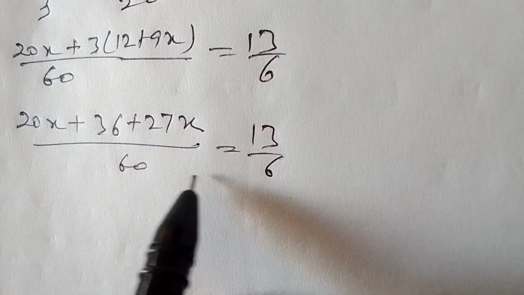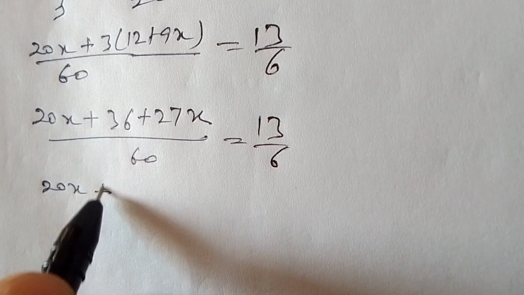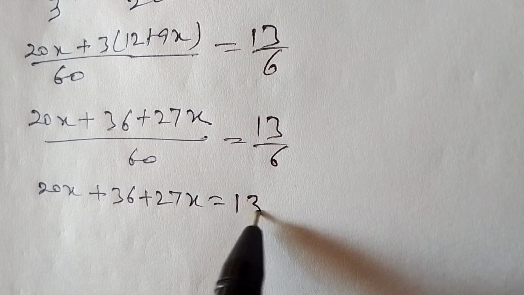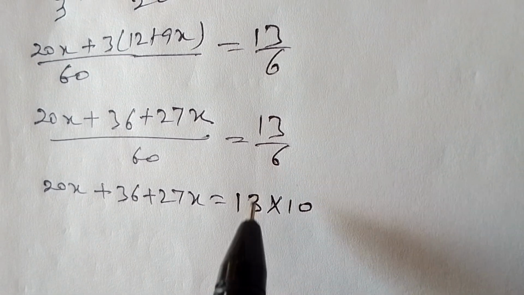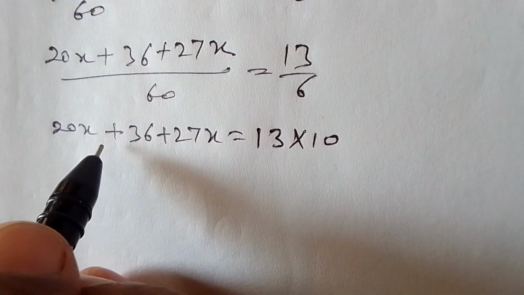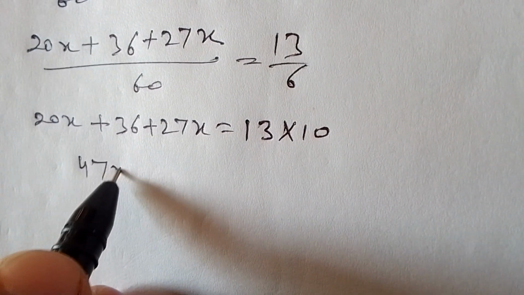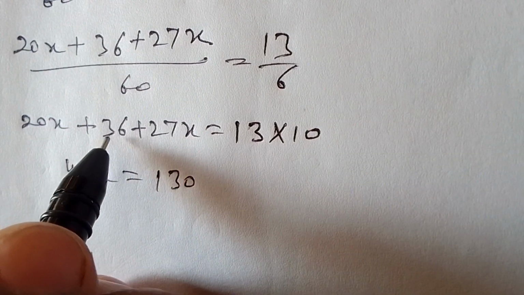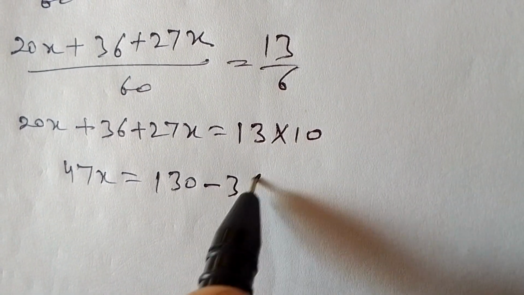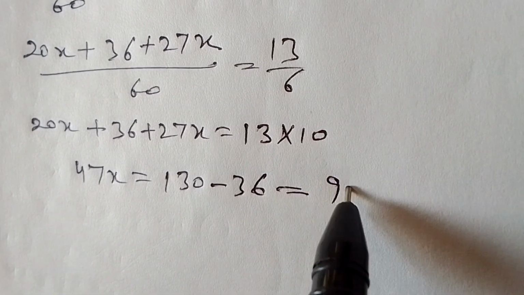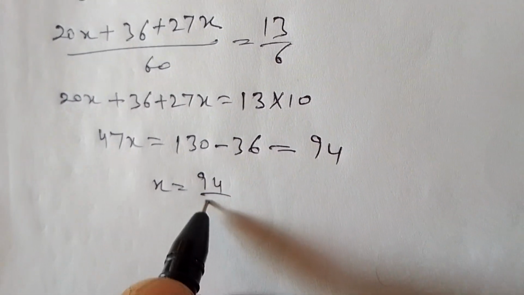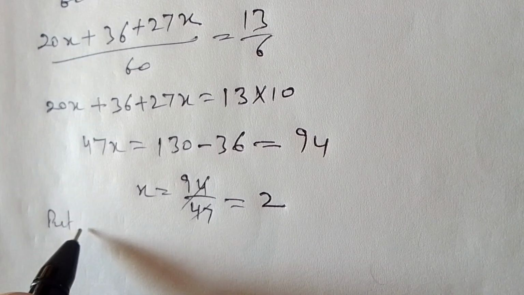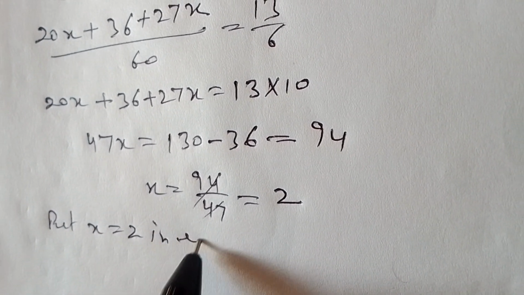divided by 60 is equal to 13 by 6. Again taking LCM as 60, it becomes 20x plus 36 plus 27x is equal to 13 multiplied by 10. So it becomes 20x plus 27x, 47x, is equal to 13 multiplied by 10, 130. 36 when we carry it to the other side becomes minus 36, so it comes out to be 94. So x comes out to be 94 divided by 47. On cancelling it becomes 2.